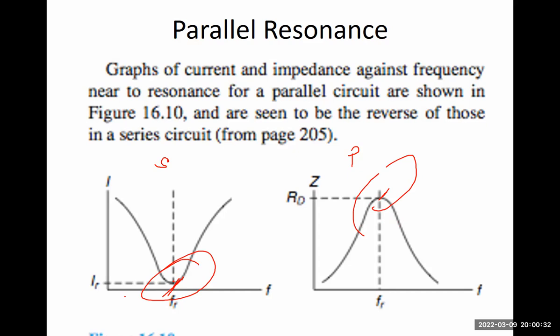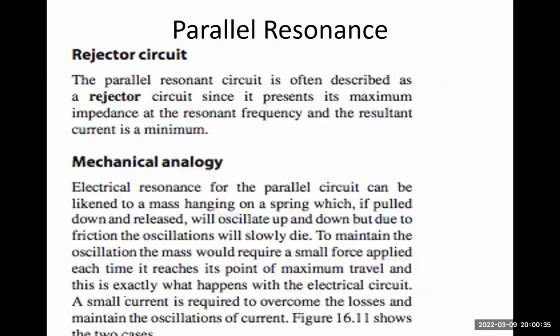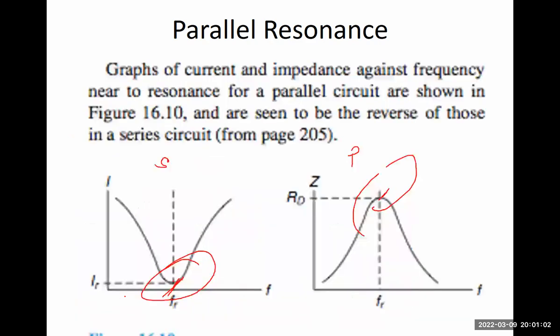If the series resonance is connoted as an acceptor, the parallel resonance is noted as a rejector circuit. Why? Because parallel resonance is often described as a rejector circuit since it presents its maximum impedance at the resonant frequency. So the impedance at its resonant frequency is very high. That is why you notice the impedance is at the top.